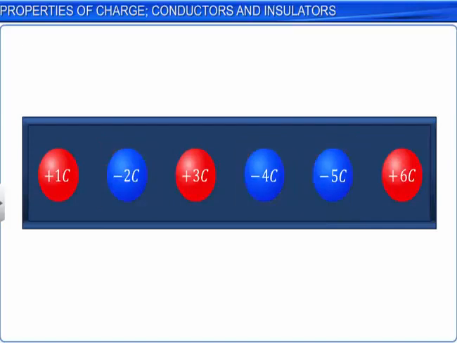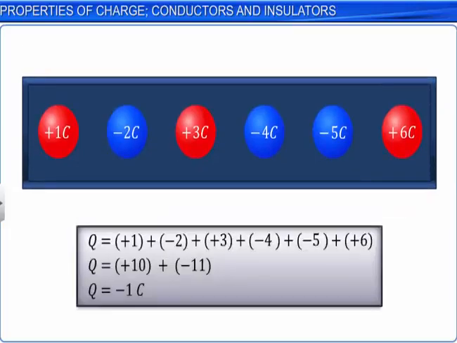We can determine whether a body is charged positively or negatively by finding the algebraic sum of all charges on the body. For example, if a body is given 6 charges, all in Coulomb, say +1, -2, +3, -4, -5, +6, the algebraic sum would be -1 Coulomb, which means it is a negatively charged body.